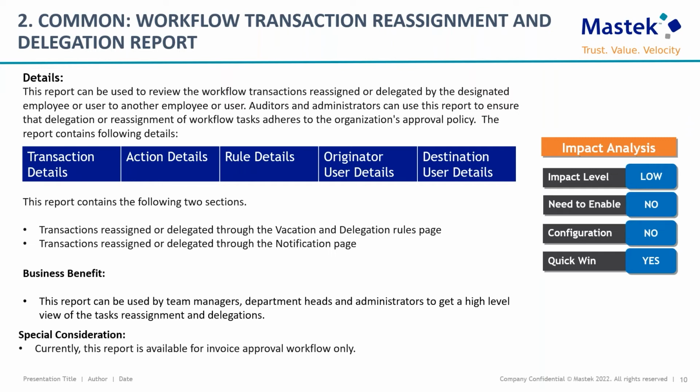The major columns for this report would be the transaction details, action details, rule details, originator user details, and the destination user details. Transaction details will give the report of all the transactions, or the specific transactions for which the approval workflow was triggered. Action details show what action was taken on the approval workflow. Rule details will display which rule was applied or triggered for that workflow notification. Originator user details show who originated the transaction, and the destination user details show who finally approved or with whom the approval workflow is sitting currently.